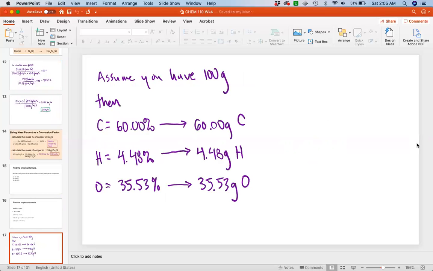So we're going to assume that we have 100 grams. In order to solve this problem, we have to make that assumption. Then we can convert our percentages, because it's out of 100, to grams. If we have 60%, then that becomes 60 grams. If we have 4.48%, that becomes 4.48 grams hydrogen. If we have 35.53%, that becomes 35.53 grams of oxygen.